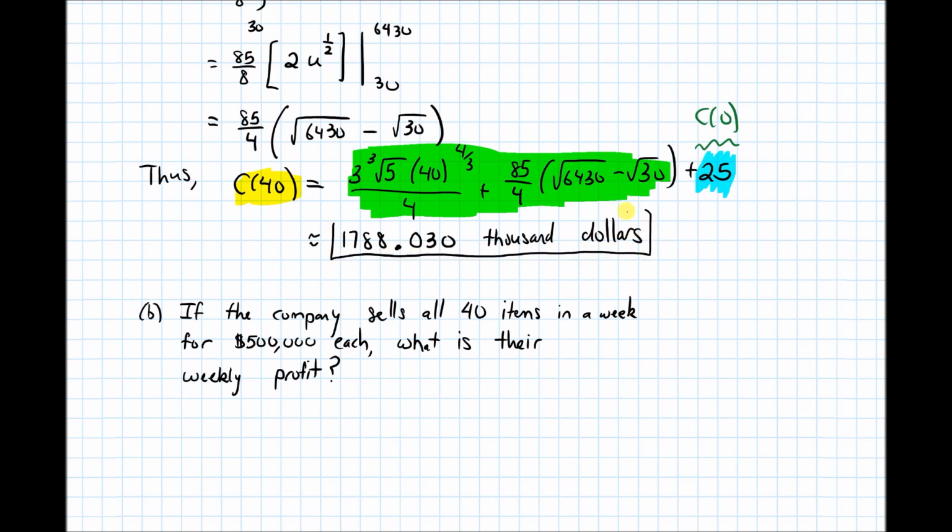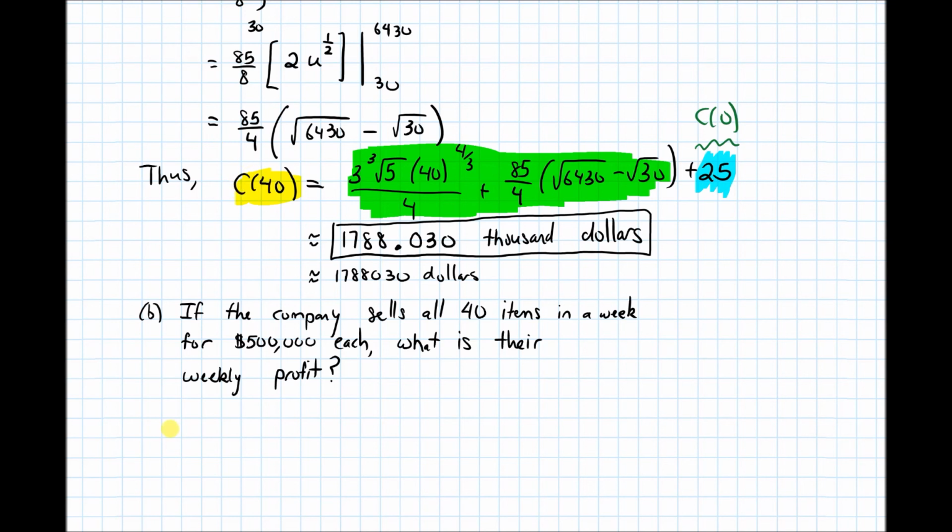So $1788.030 thousand dollars. It looks a little bit weird if we keep our units like that. If we were to convert this to dollars, this ends up being about $1,788,030. Or in other words, it's about $1.7 million. Alrighty, so that is our answer there to part A. And that's the cost of 40 items.